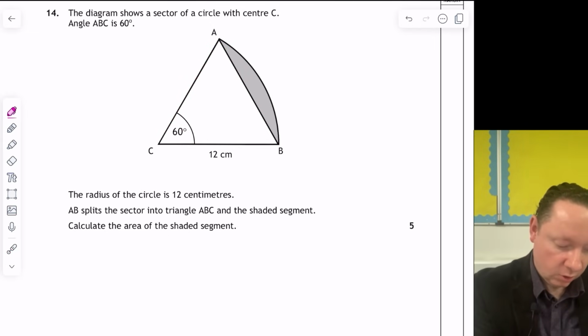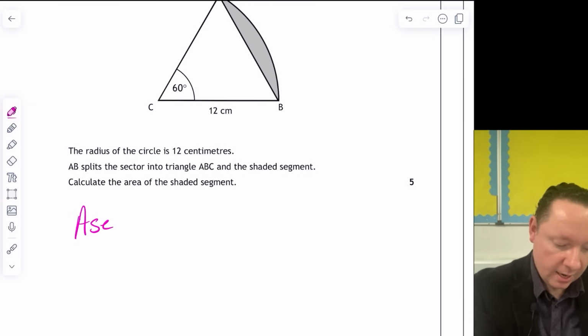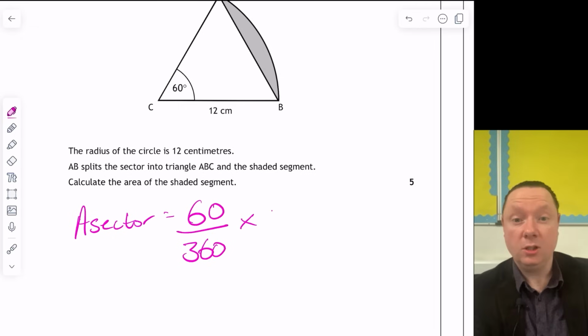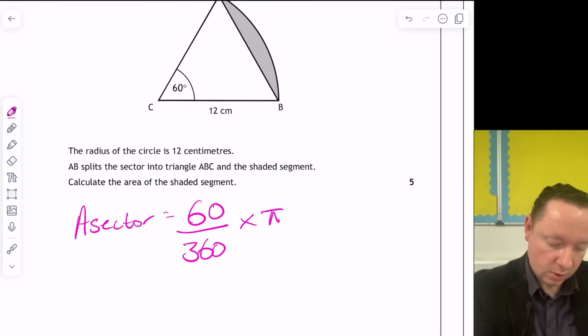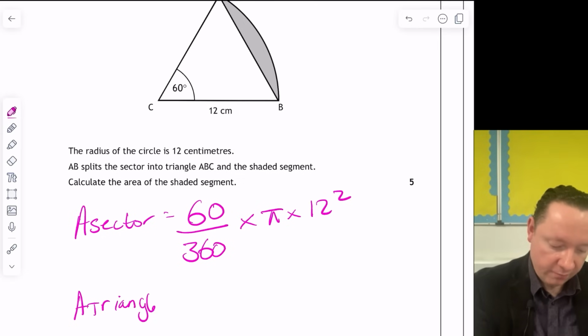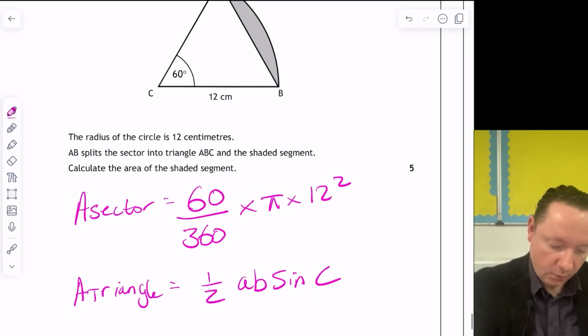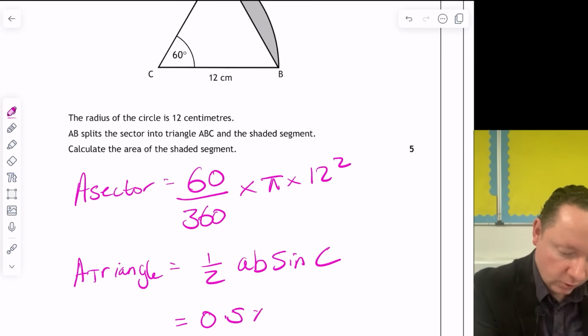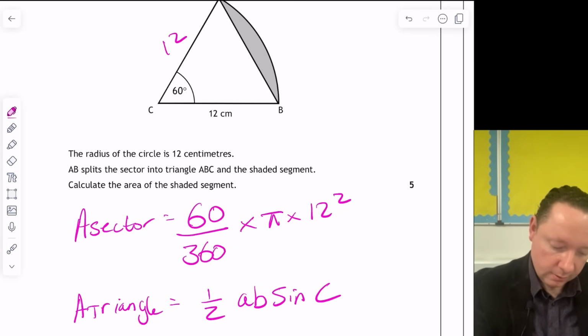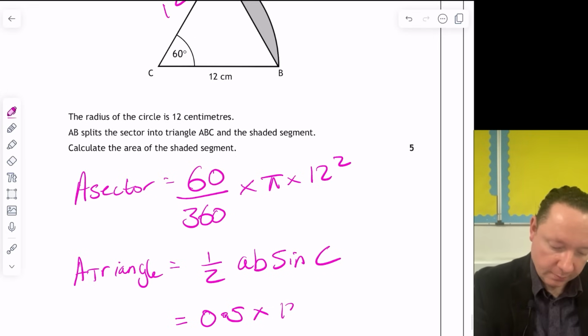Area of a sector you need to know. So for a sector, it is angle 60 over 360 times pi r squared, because it's an area, pi times 12 squared. And then for a triangle, you can check the start of the exam paper. A triangle is a half ab sine C. That's 0.5 times 12 and 12, and the angle in between, 12 times sine 60. So let's work out these separately, and then take them away.